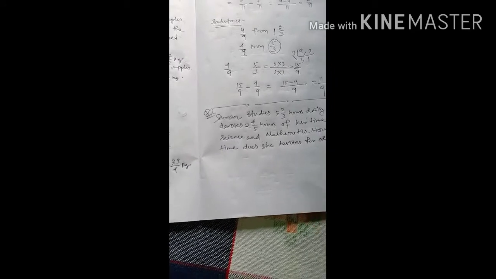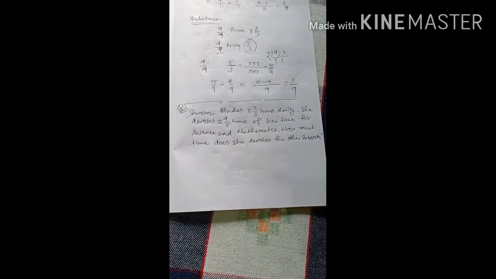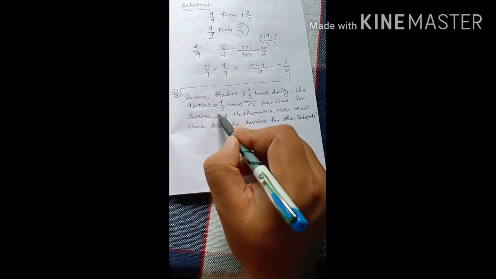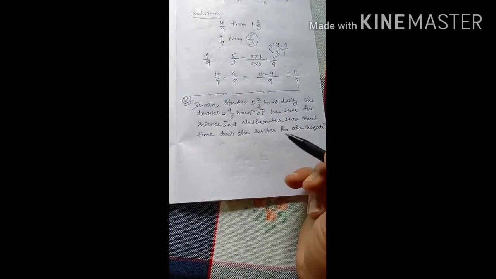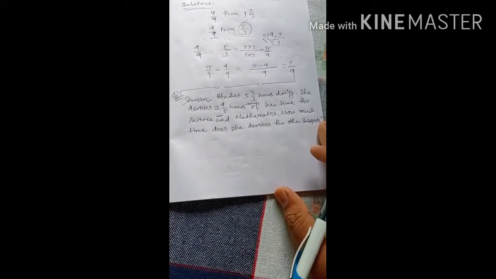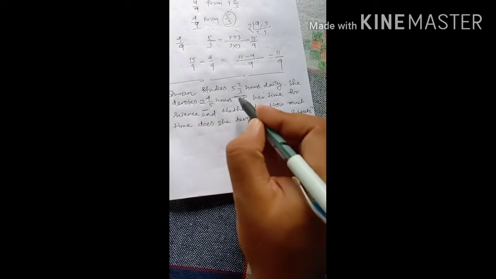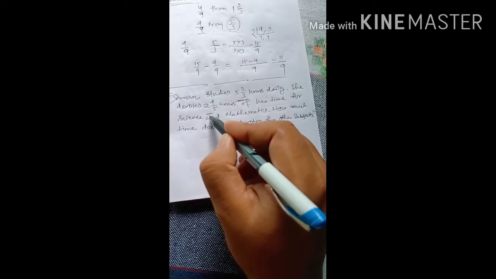Right. When we read the question, it's confirmed that we have to subtract. From which fraction to which fraction? From the whole time to the time she used for science and mathematics. So here the question is same as the previous one, but the operation is different. Here we have to subtract, but before subtraction we have to make the fractions like fractions.